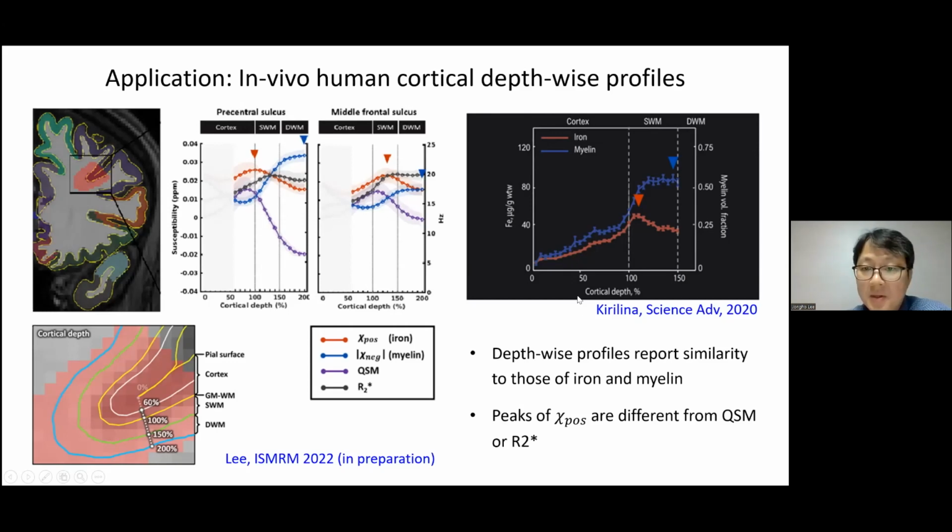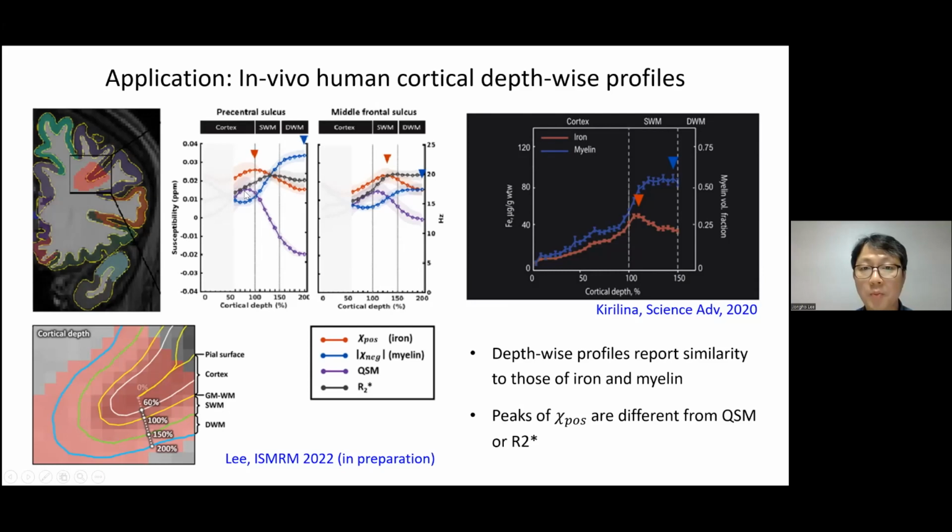And if you compare the result to this Kirillina paper that was recently published, from the temporal lobe using histology, you can see that iron peaks right after the cortex, and that shows up in our result. And the myelin peaks deep into the superficial white matter or deep white matter, and that's also consistent in our result. So again, it is pretty exciting to see this result.